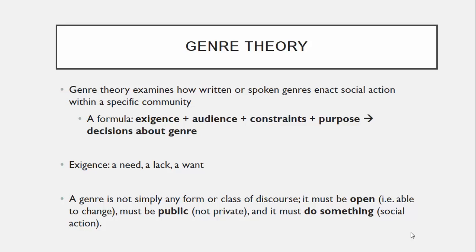The other part is that it has to be public. It has to do something. It has to enact social action for it to be seen as a genre. So all of this means that something like a research paper is maybe not considered a genre because it's not necessarily doing anything. However, a report, if it's written to someone, has particular rules about formatting, about content, about style. It has a targeted audience. It has a purpose that the writer is trying to accomplish, and that makes it more of a genre, or at least a more actionable genre.